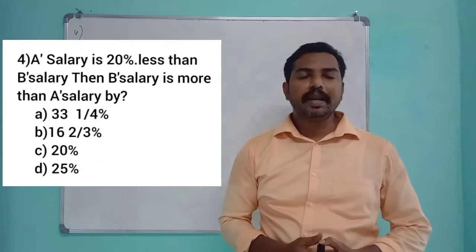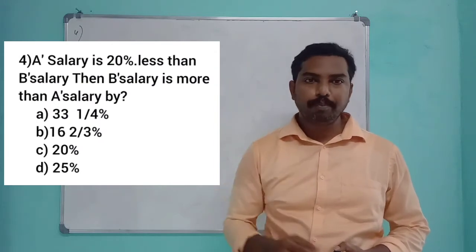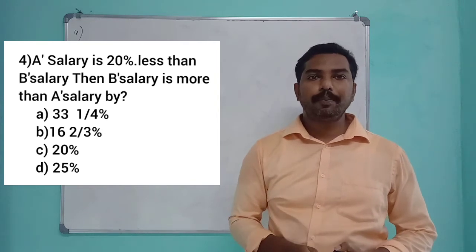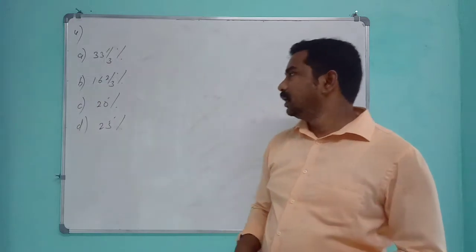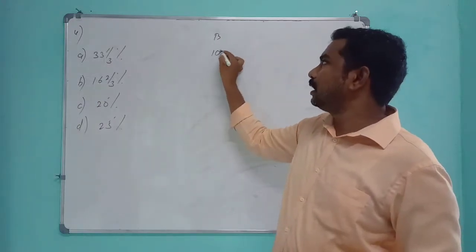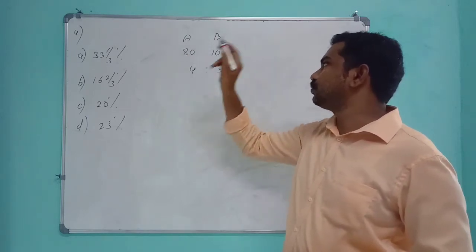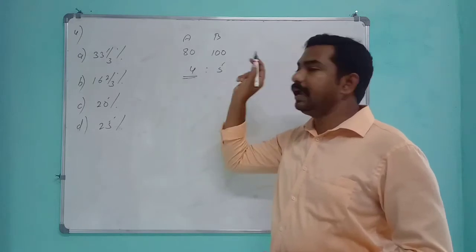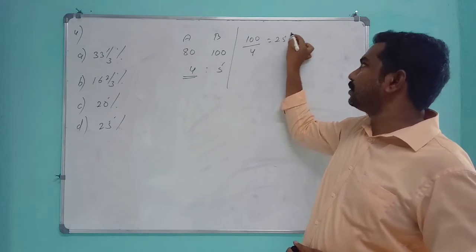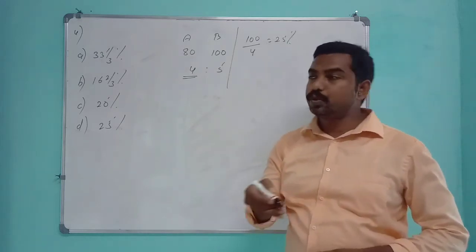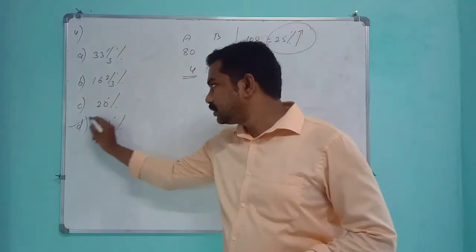Question number 4 is very much similar to question number 3. It says the salary of A is 20 percentage less than that of B, and asks to find how much percentage more the salary of B is than that of A. If you see the shortcut here, the salary of B should be 100 and the salary of A is 80. Therefore, that is 4 and 5, that is 4:5. It is asking to compare with A. Therefore, it is nothing but 100 by 4, which is 25 percentage. Therefore, the salary of B is 25 percentage more than that of A. The answer is 25 percentage, option D.